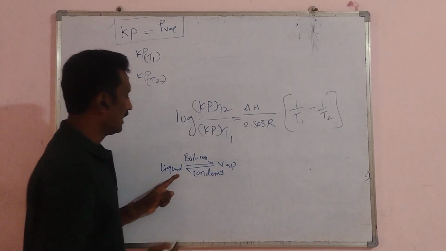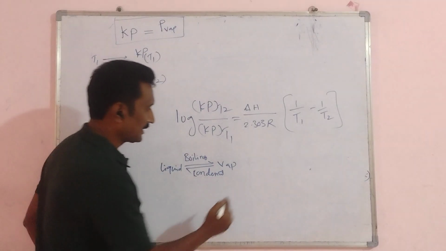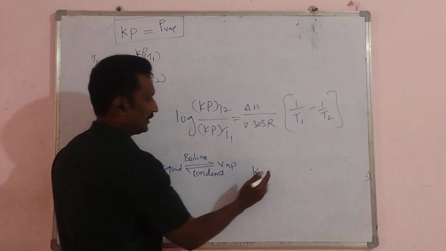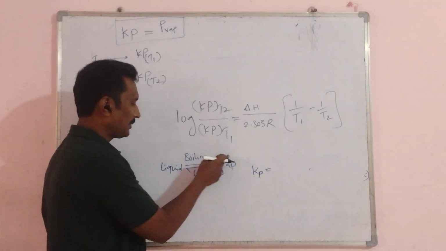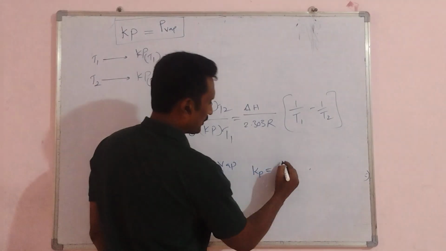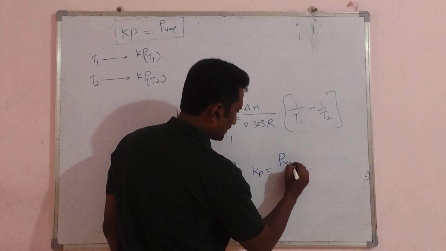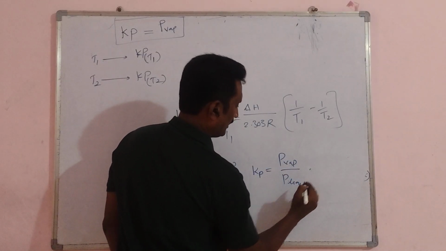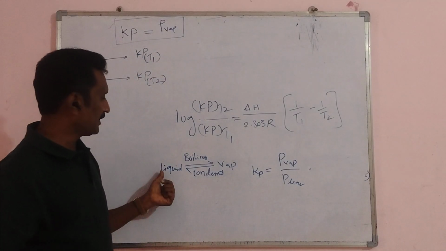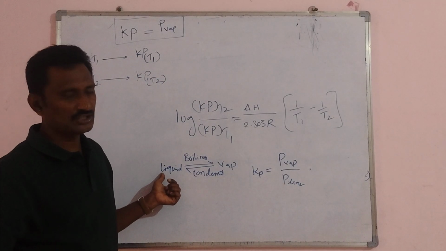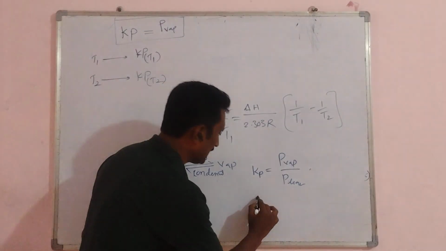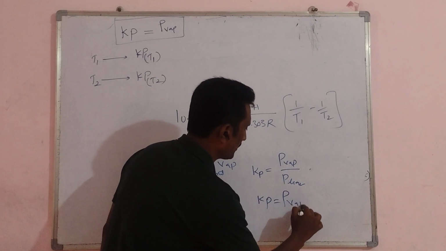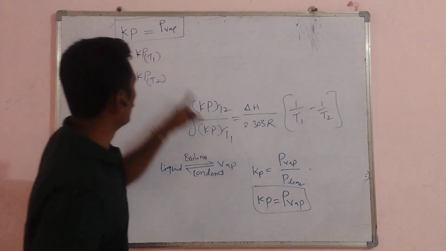Boiling and condensation. If we want to write this as an equilibrium constant, we do not write Kc because we are considering pressure. Kp is equal to pressure of product by pressure of reactant. So the pressure of product is the pressure of vapors divided by the pressure of liquid. Generally the concentration or pressure of liquid is always equal to 1. So this equation is converted: Kp is equal to the pressure of vapor. So this is the proof.